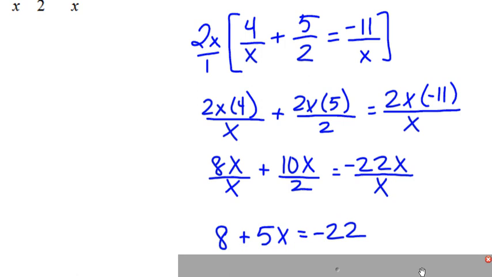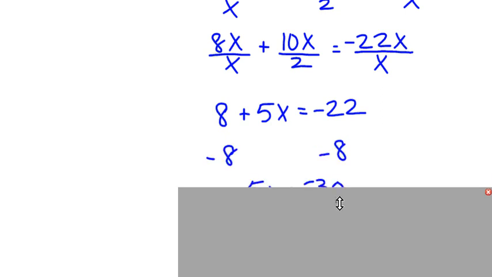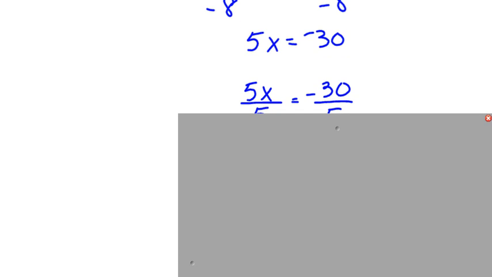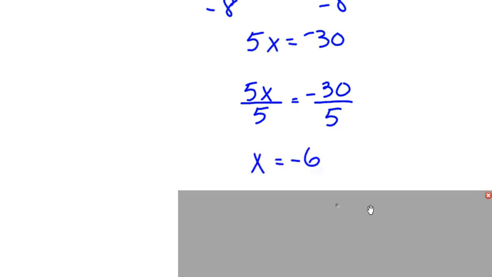Now I've got our equation, 8 plus 5x equals negative 22. This is a linear equation. We can continue to undo it to solve for x. So that means we would subtract 8 from each side, then divide by 5. So x equals negative 6.